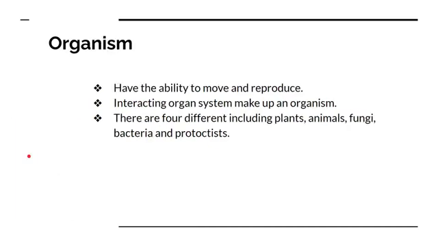An organism. There are 4 different kinds, including plants, animals, fungi, bacteria, and protozoa. And interacting organ systems make up an organism and have the ability to move and reproduce.